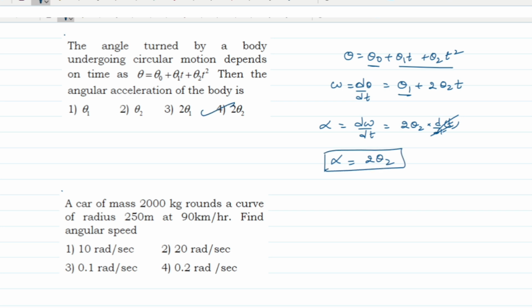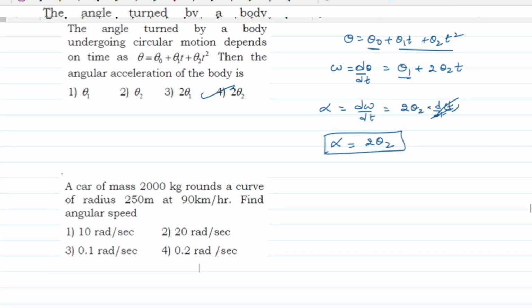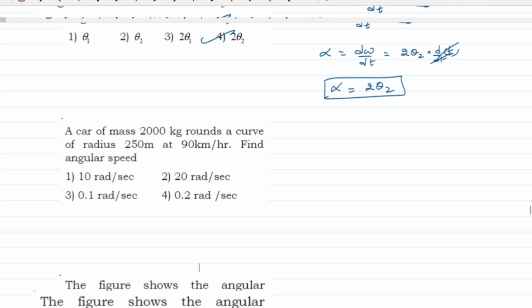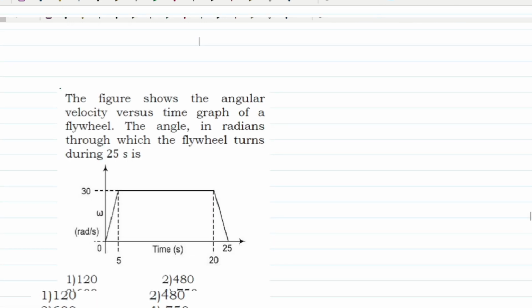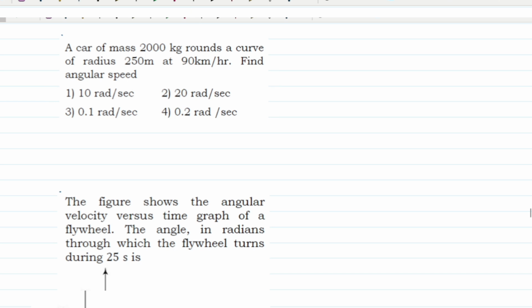Let us see the next question. A car of mass 200 kg is on a round curve of radius 250 meter, and it's moving at 90 km per hour. Here the speed is given as 90 km per hour, and 1 km per hour equals 5 by 18 meter per second.